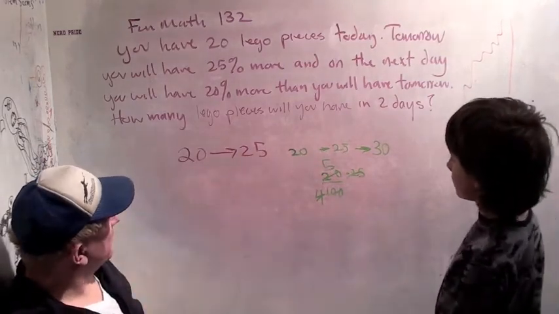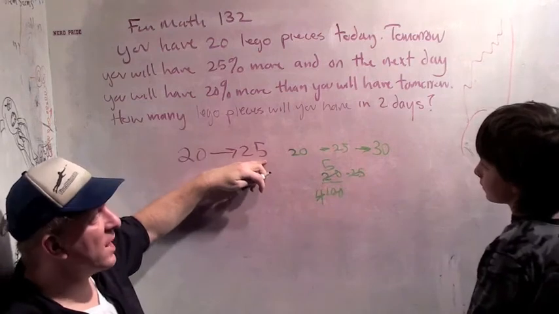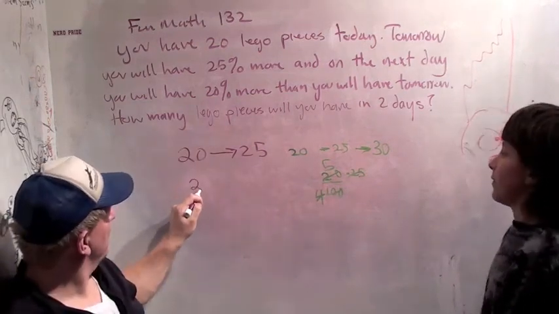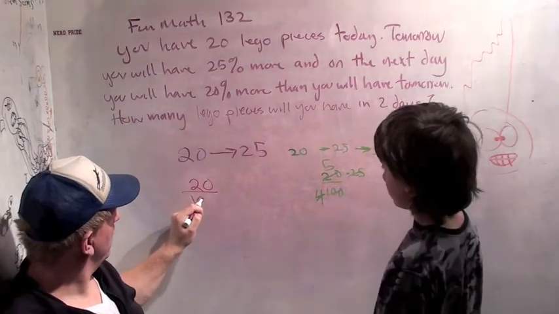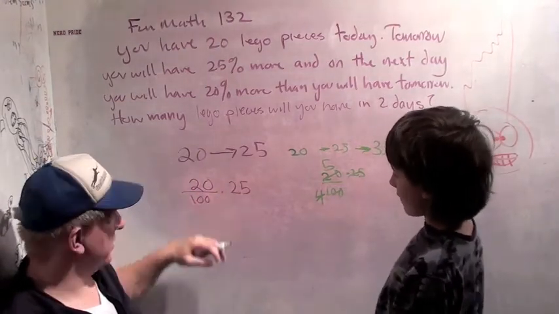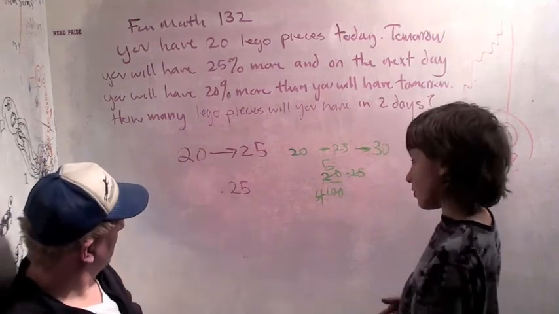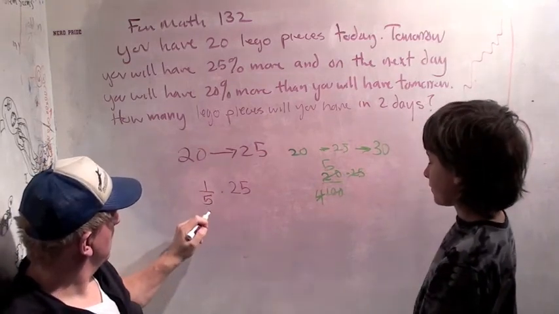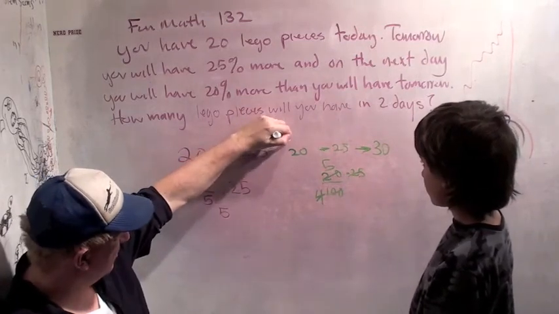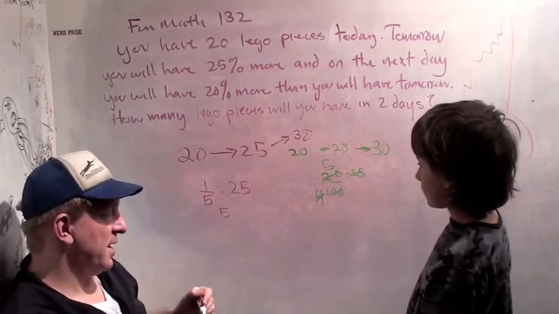Alright, now I have to calculate 20% of 25, right? Yeah. 20 over 100 times 25. Now what is 20 over 100 as a fraction? It's 1/5. So this is also 5. So 1/5 of 25 is 5, and I go from 25 to 30, just like you said.